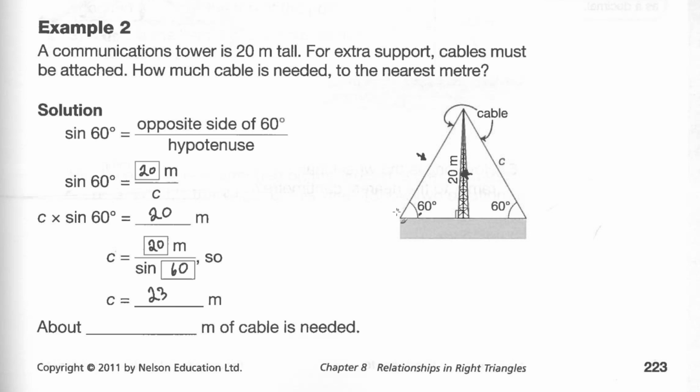So the length of the hypotenuse of each triangle is 23 meters, but there are 2 sides, so I need 2 of them. So I have 23. I got this one right here, but I need a cable for this one right there. So 23 times 2 is equal to 46. About 46 meters of cable is going to be needed for this communications tower.